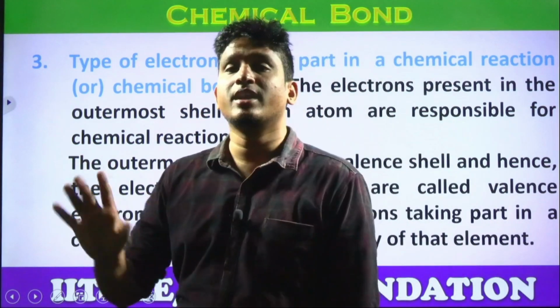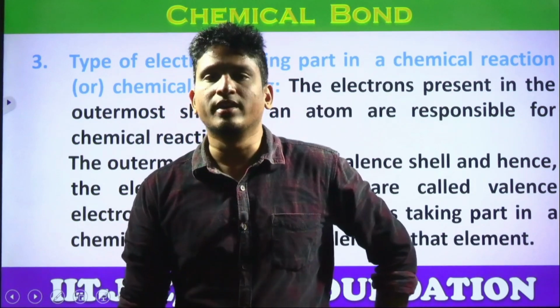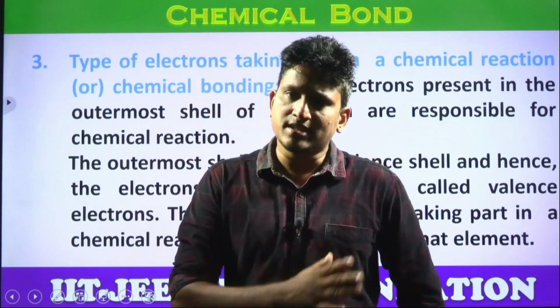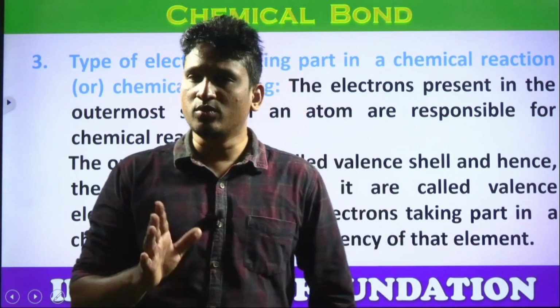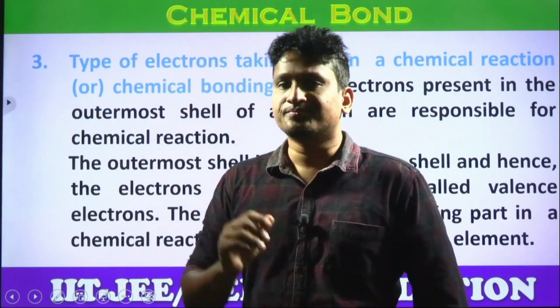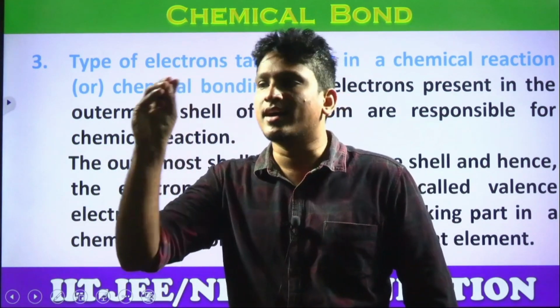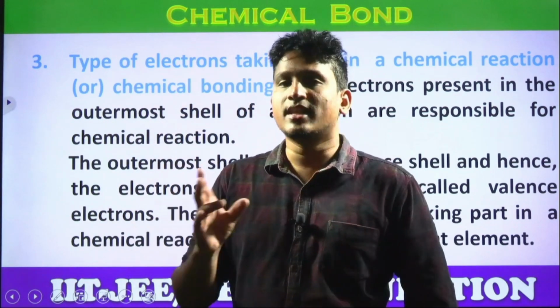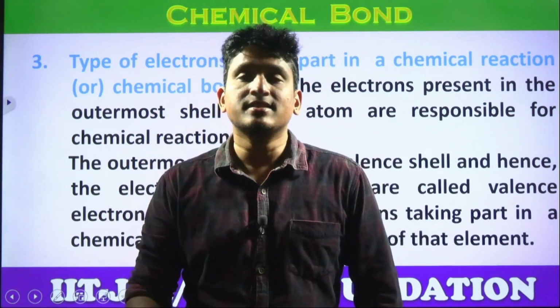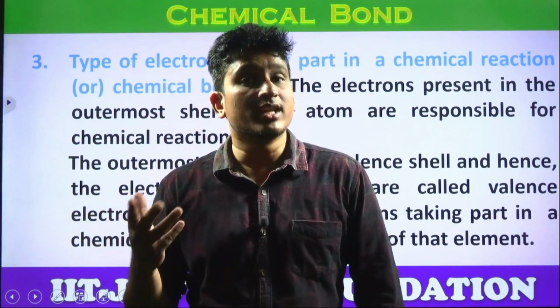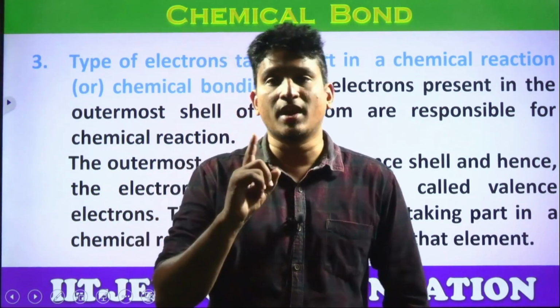This point is also very, very important. For example, chlorine, atomic number is 17. Do all the 17 electrons participate in the bonding? No. Which electrons participate in the bonding, students? The electrons present in the last shell only. Those electrons are called valence electrons. Valence electrons only participate in the bonding.